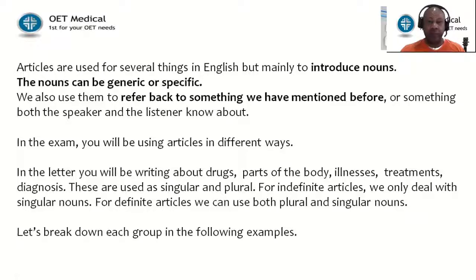In this exam, you'll be using articles in different ways. In the letter, you'll be writing about drugs, parts of the body, illnesses, treatments, diagnosis, and other things. So the nouns you use when referring to these things can be singular or they can be plural. For indefinite articles, we can only deal with singular nouns. For definite articles, we can use both plural and singular nouns. So let's look at a breakdown.